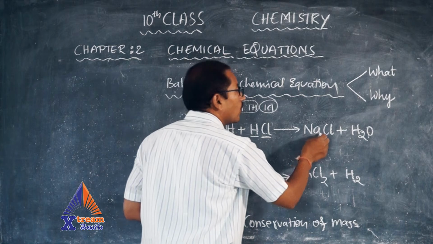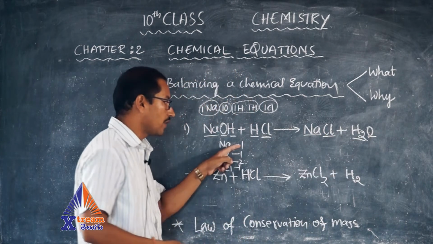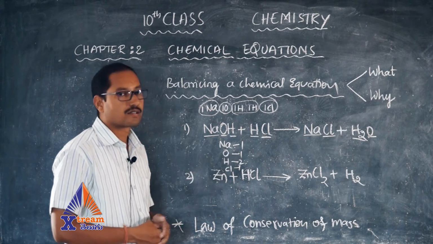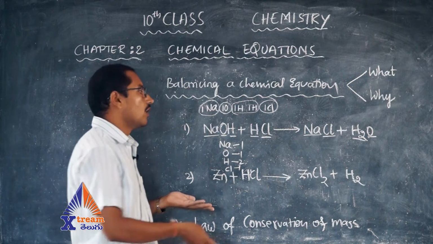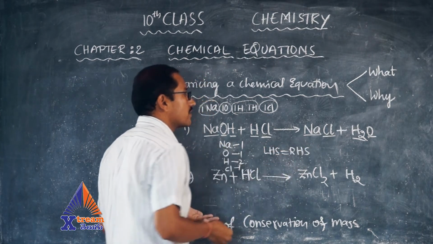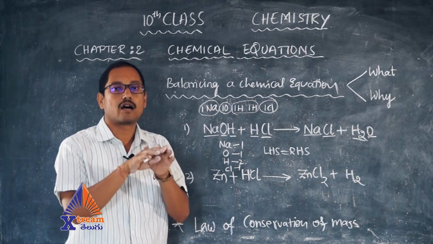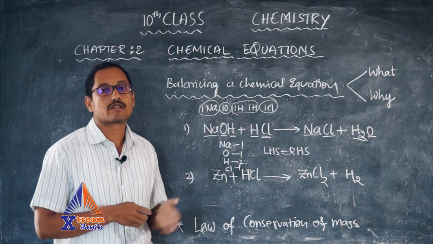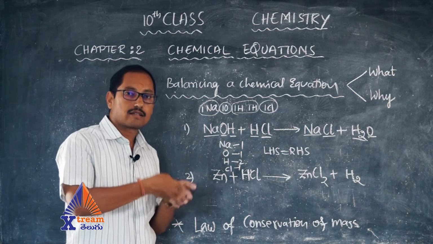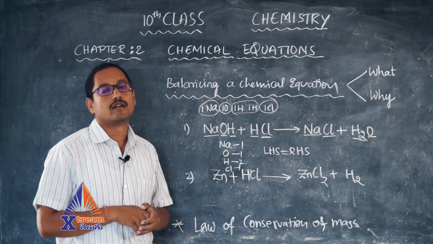On the other side, 1 sodium, 1 chlorine, 2 hydrogens and 1 oxygen. That means on both the LHS side and RHS side, the number of sodiums, hydrogens, oxygens and chlorines are the same. Such kind of equations are called balanced chemical equations, where on the LHS side and RHS side, the number of elements are the same in number.